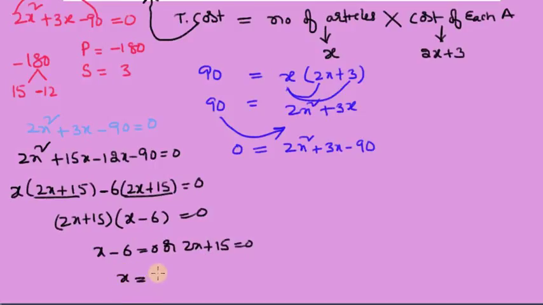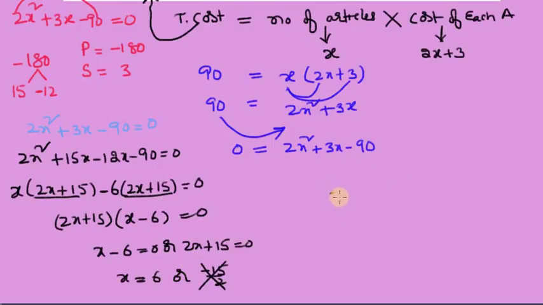So you will get x value here 6, and here it is minus 15 by 2. Take 15 to that side, minus 15, and 2x becomes divided by 2. So these are the values. Now we can discard this one because it is negative. We can't produce a negative number of articles. So x is the number of articles produced on the day.